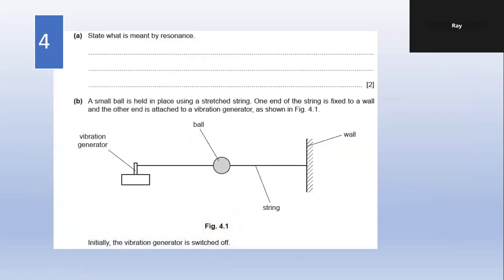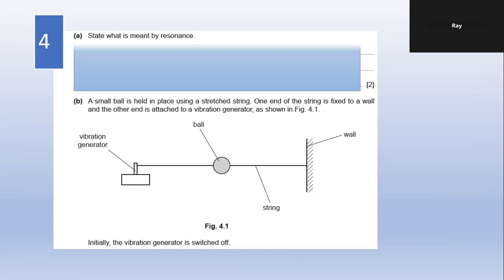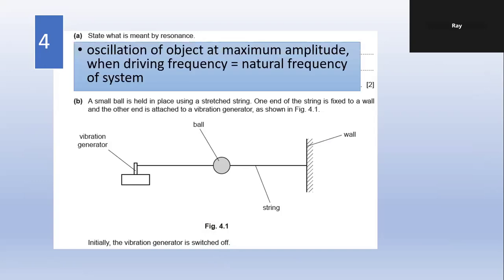What is meant by resonance? Maximum amplitude of oscillation, when the driving frequency equals the natural frequency. An oscillating object is at maximum amplitude when the driving frequency equals the natural frequency of the system.